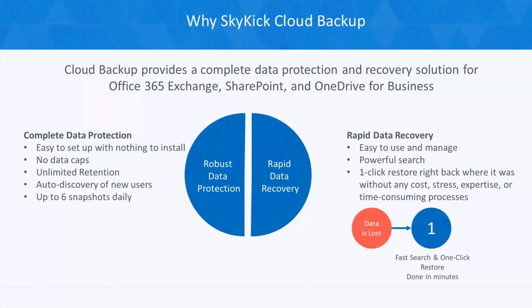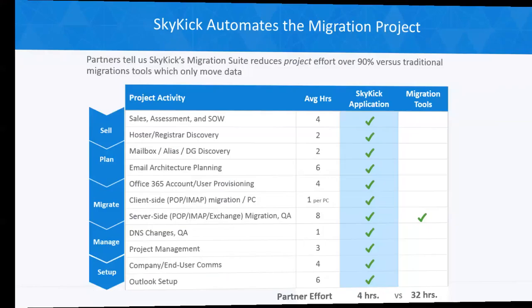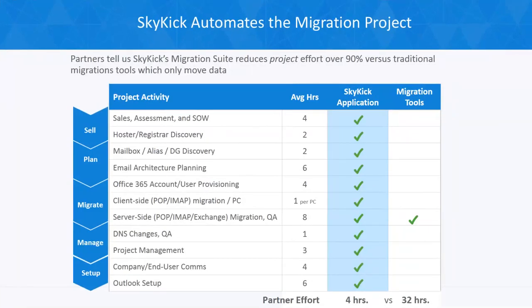But what about your customers that haven't moved yet? This is where our migration technology comes in. Once again, most of you already know this. Most of you are already purchasing our migrations through the Ingram Micro Cloud Marketplace. But essentially, our suites reduce partner effort by up to 90%. This is because we automate all the phases of a migration project, from creating the statement of work or sales proposal, all the way to setting up Office 365 on the end user's computer.